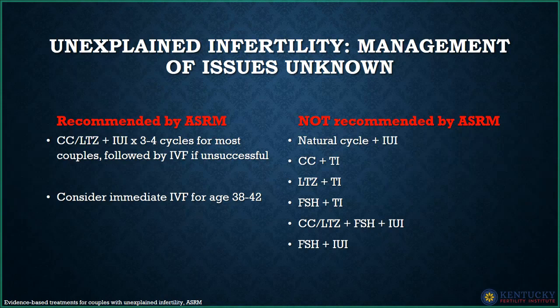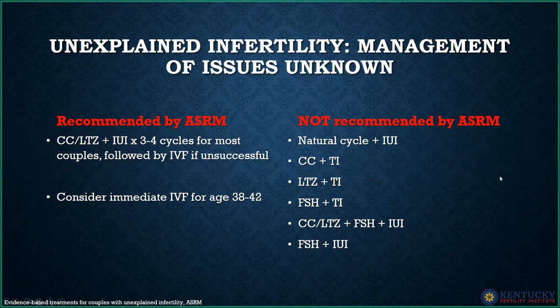But I think it's important to point out unexplained infertility for most patients should be managed either with Clomid or letrozole and IUI first line. Typically, they recommend doing that for at least three or four cycles. If that's unsuccessful, IVF should be the next step. For women that are a little older, 38 and above, typically IVF would likely be a better first-line treatment for them, and there's evidence to support that.